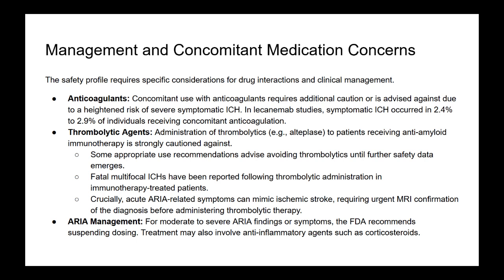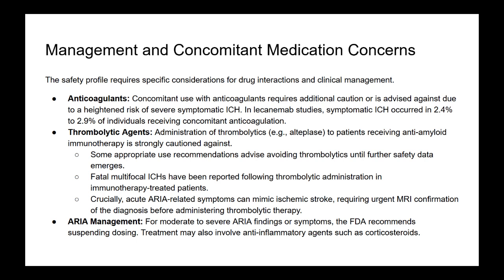anticoagulant therapy simultaneously. The administration of thrombolytic agents, such as alteplase or tenecteplase, to patients receiving anti-amyloid immunotherapy is strongly cautioned against. Some guidelines recommend avoiding such treatments until further safety data are available. There have been reports of fatal multifocal intracerebral hemorrhages following the use of thrombolytic agents in patients undergoing immunotherapy. Additionally, acute symptoms related to amyloid-related imaging abnormalities can mimic ischemic stroke, necessitating urgent magnetic resonance imaging to confirm the diagnosis before proceeding with thrombolytic therapy.